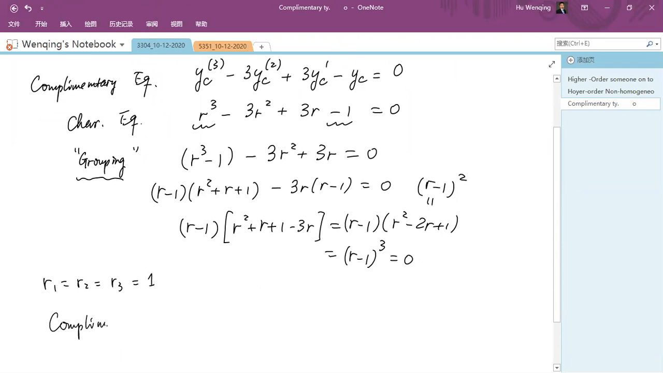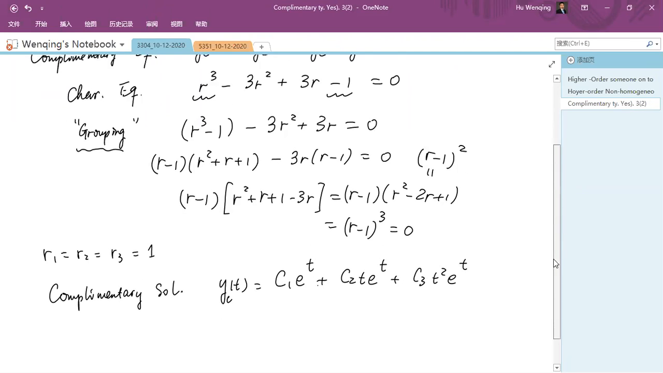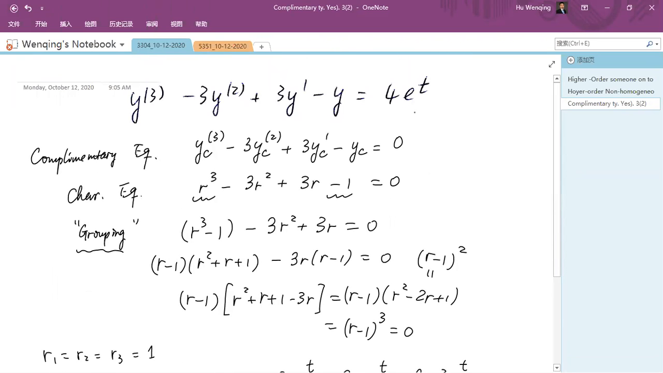So you want to find the complementary solution. yc of t is equal to c1 e to the power of t, and then the lacking solutions: c2 t times e to the power of t plus c3 t squared e to the power of t. So that's going to be the complementary solution. Is that good, family? Now you want to find a particular solution of the original equation.